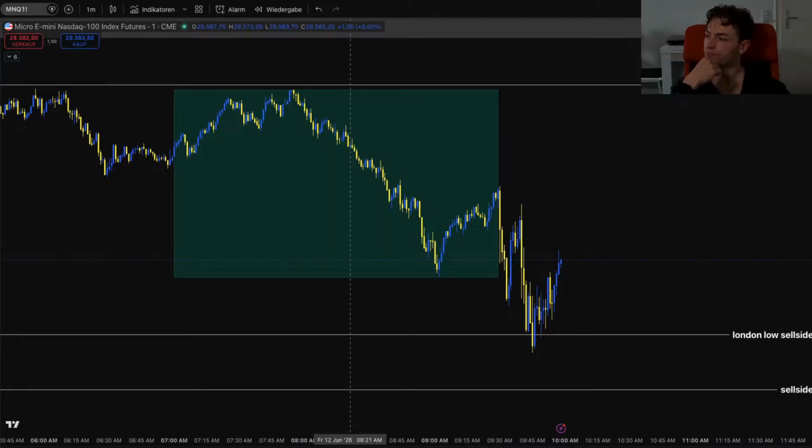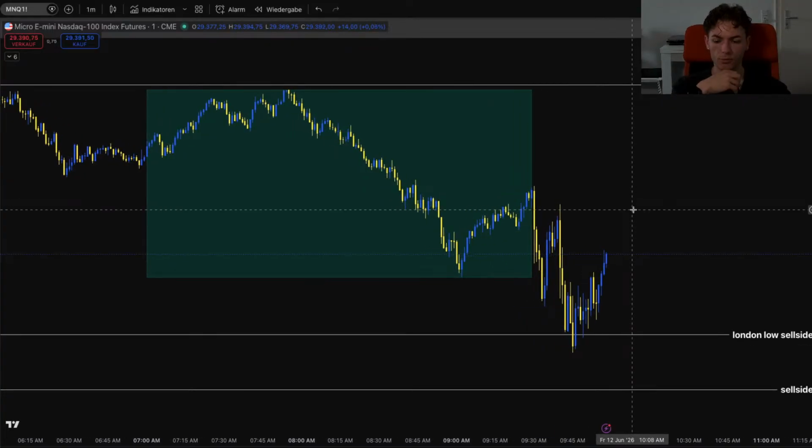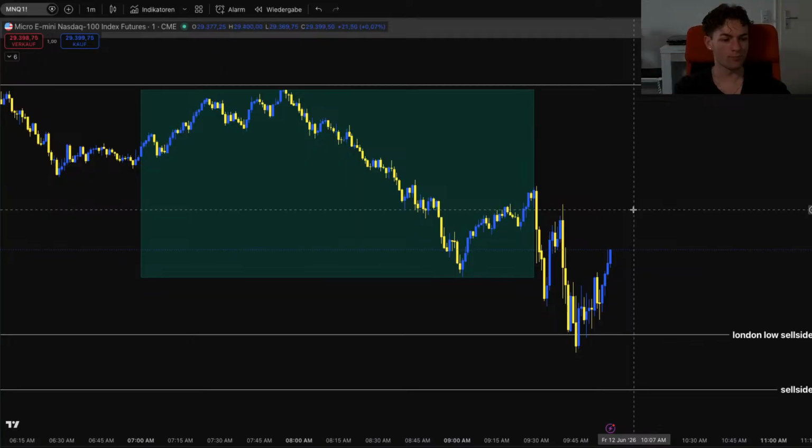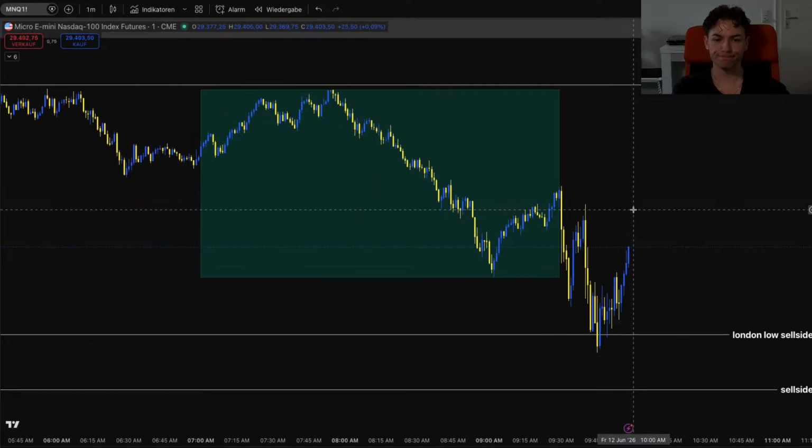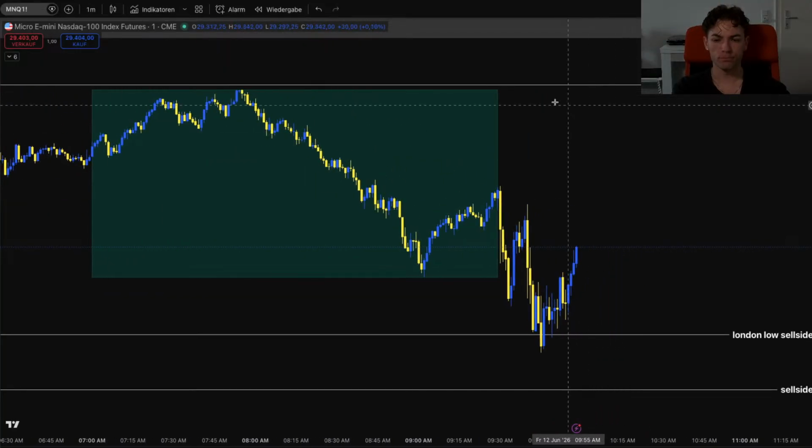So S&P is moving higher. NQ is moving higher. Buy side draw. Buy side pre-market draw.